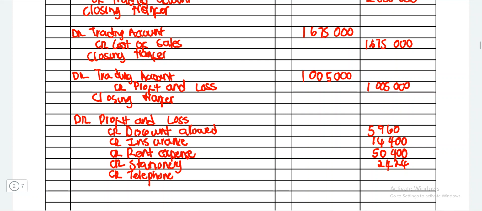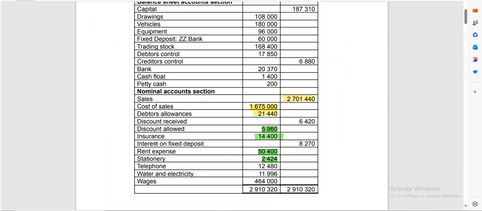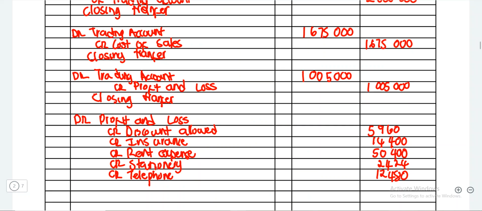Can't remember the amount. The amount according to here was 12,480. So we'd have that 12,480 here. And then from there we are going to check what else we are given. We have water and electricity for 11,996. So I'm going to write it here. I'm going to credit water and electricity for 11,996. And then from there I'm going to check what is the last expense that I have.